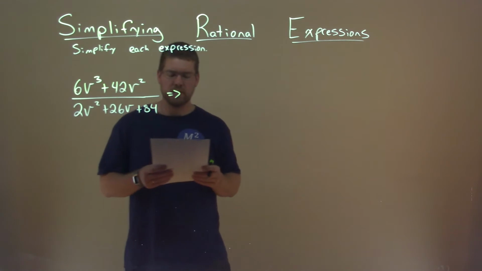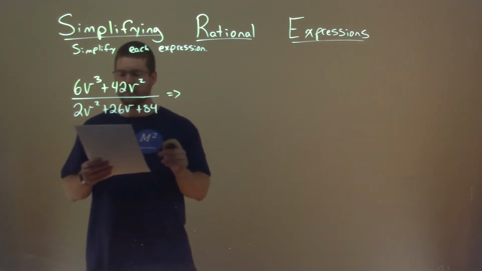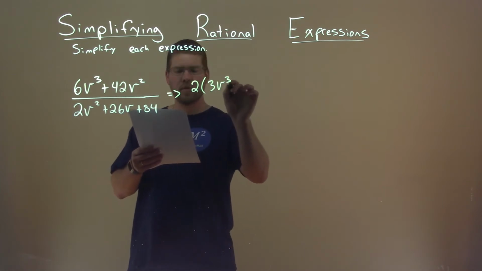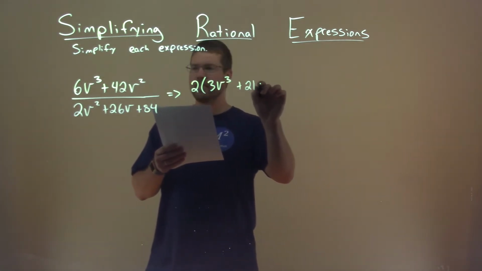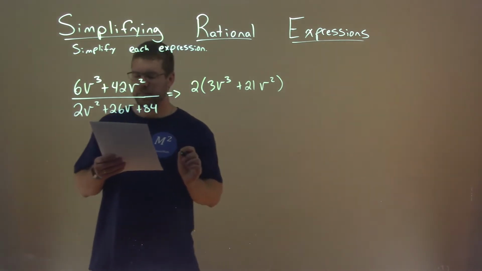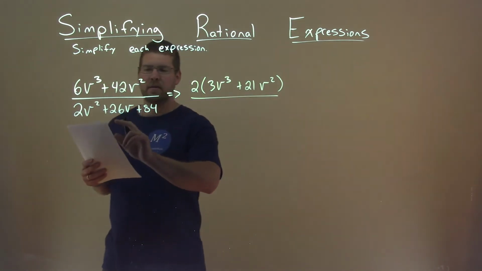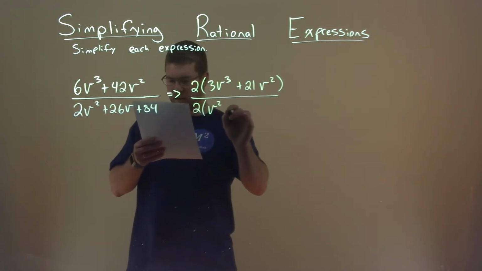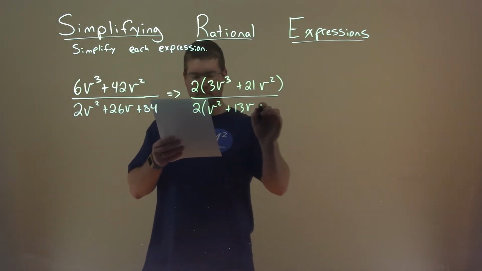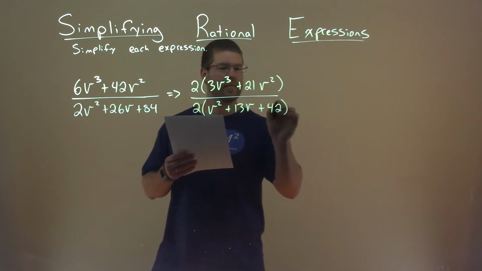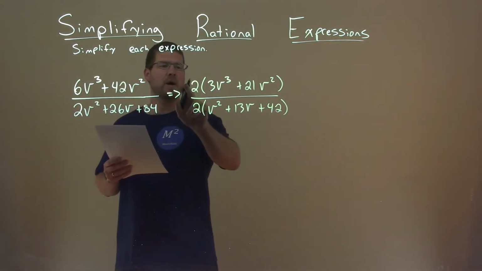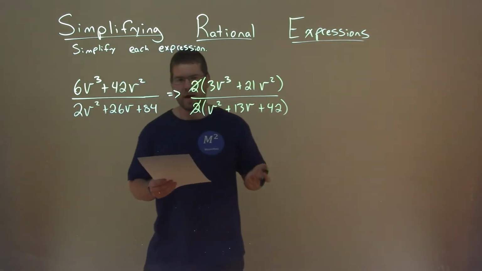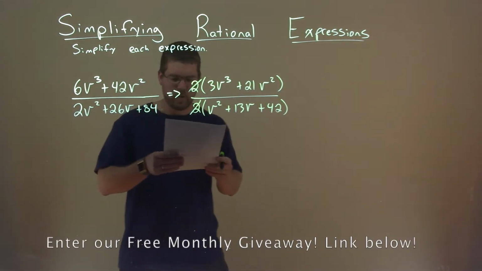Well, the first thing I'm going to do is, the numerator looks like I can pull out a 2. So if I pull out a 2 here, I'm left with 3v to the third power plus 21v squared. A 2 also can be pulled out of the denominator. 2 times, well, we have v squared plus 13v plus 42. So now we've pulled a 2 out of the numerator and the denominator, and hopefully you can see they can cancel each other out. So we're slowly just breaking this down where we can.